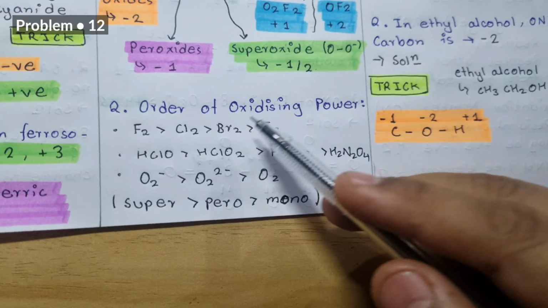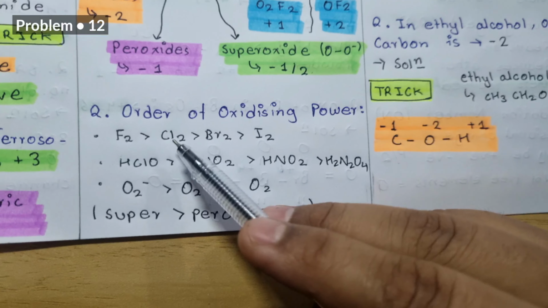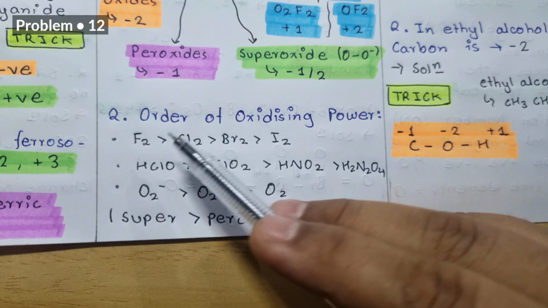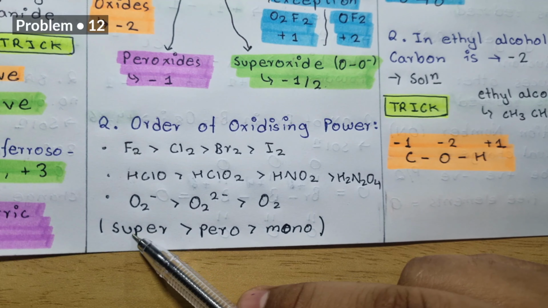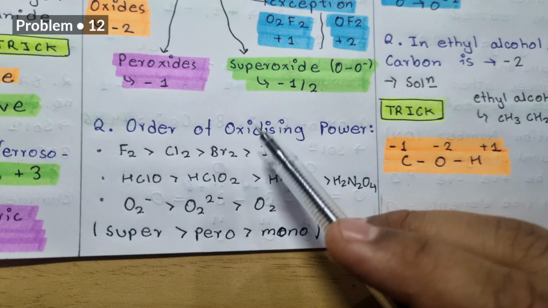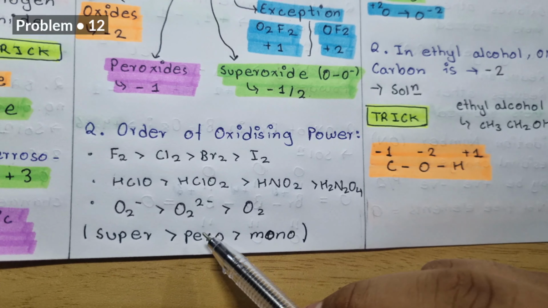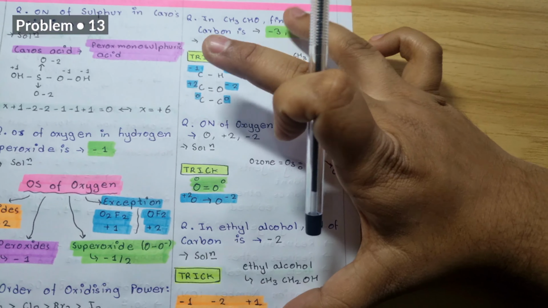Now here is an order of oxidizing power. As we know, fluorine is the strongest oxidizing agent. For halogens, the order of oxidizing power is this one. For oxygen species, oxide and superoxide have more oxidizing power than peroxide and monoxide. You can solve the majority of questions by this super trick.